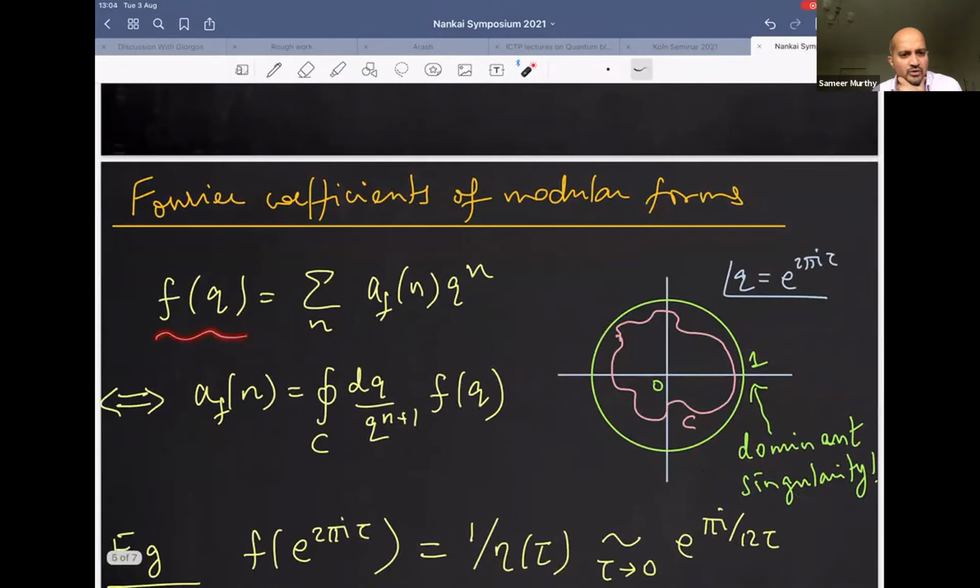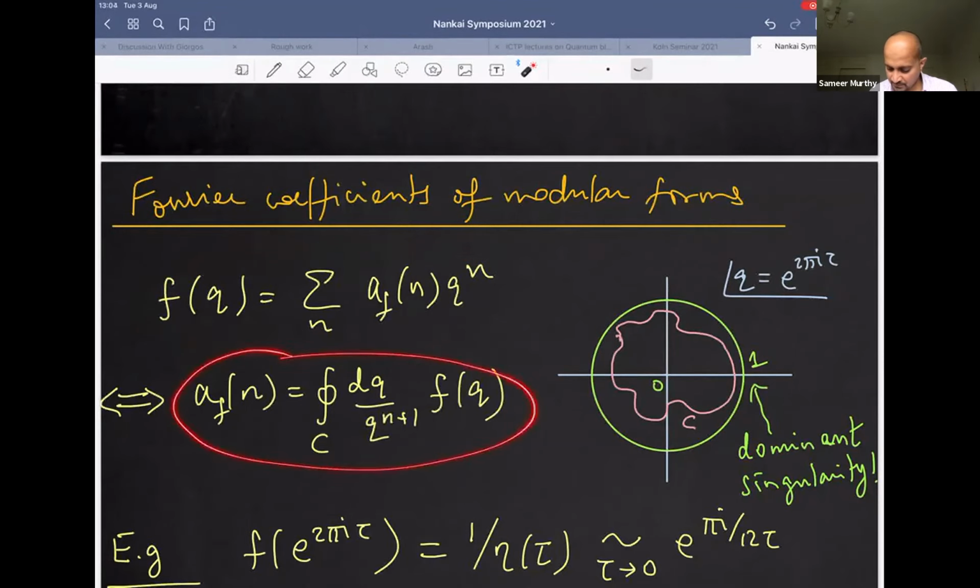Okay, so take a modular form of this type. Now I've called it f of q instead of f of tau. On the right are its Fourier coefficients, and you want to invert this formula. Suppose f is some modular form. You write a contour integral, and pick up the nth coefficient.